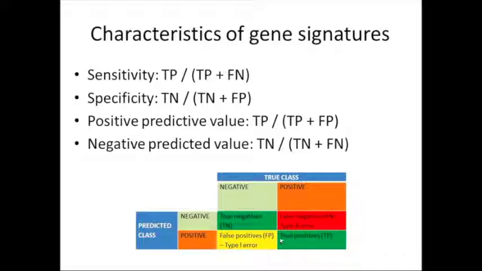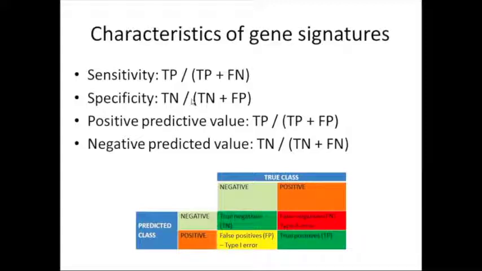but there are two types of errors. False positives, so patients from a negative class that are classified as positive by our classifier, and patients that belong to a positive class but are classified as negative. So we also have false positives and false negatives.